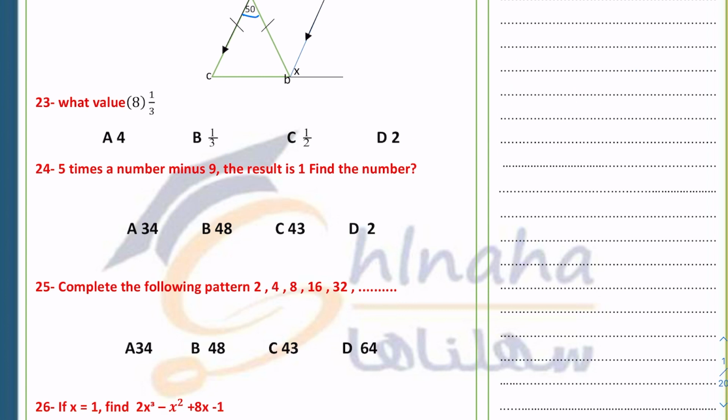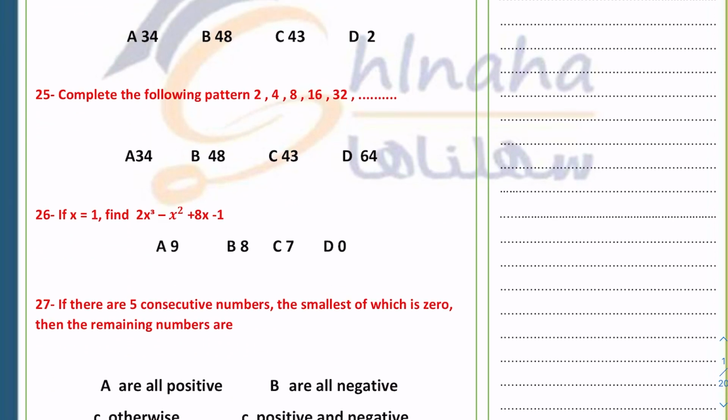5 times the number minus 9, the result is 1. It's 2 because 2 times 5, 10. 10 minus 9 will be 1. Next question. Complete the following pattern. 2, 4, 8, 16, 32. Each time we multiply by 2. So 32 times 2 will be 64.